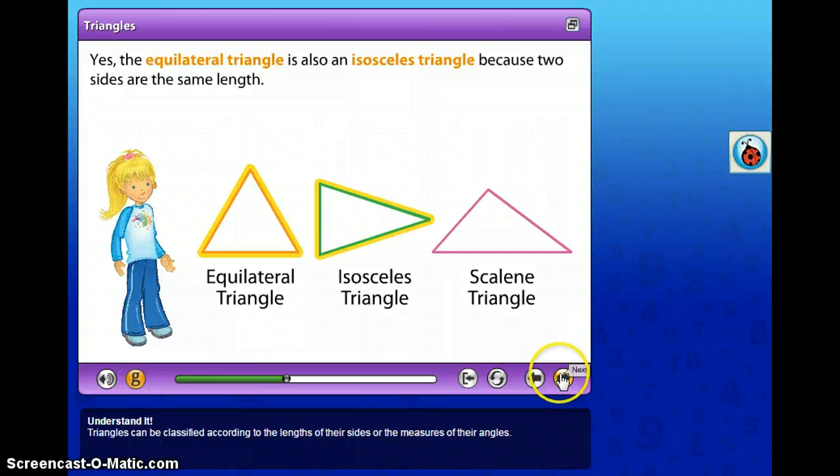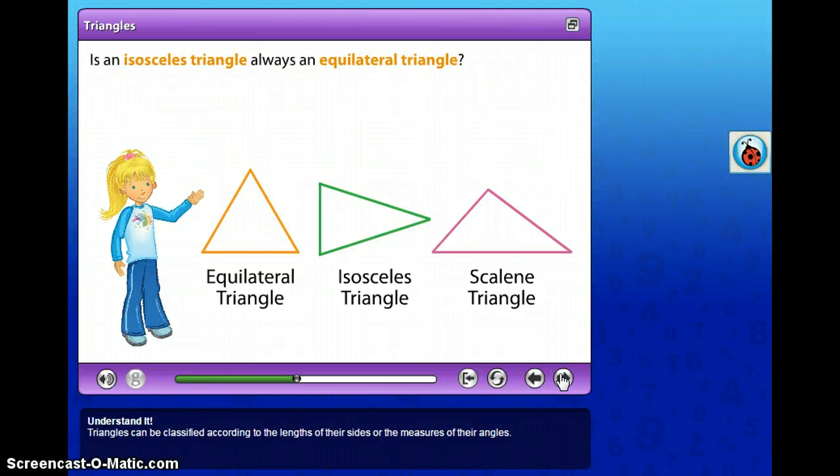In order to be an isosceles, it has to have at least two sides equal. An equilateral has all three sides the same length, so it's an equilateral triangle, but it's also an isosceles triangle. Okay? Is an isosceles triangle always an equilateral triangle? Desiree? I was going to ask.